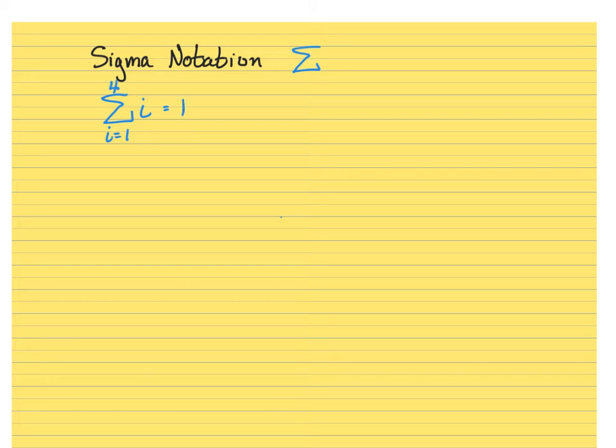So if I plug in a 1, I get a 1. If I plug in a 2, I get a 2. If I plug in a 3, I get a 3. If I plug in a 4, I get a 4. And then I add those up. That's what the sigma notation is telling me to do, and I get the value of 10.